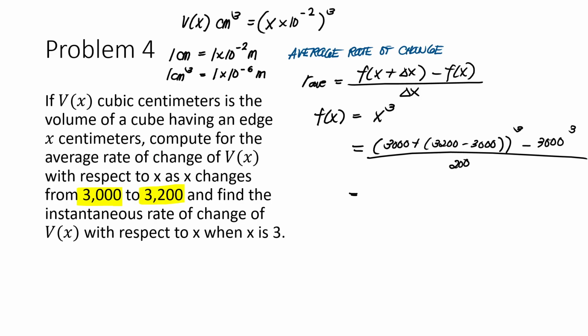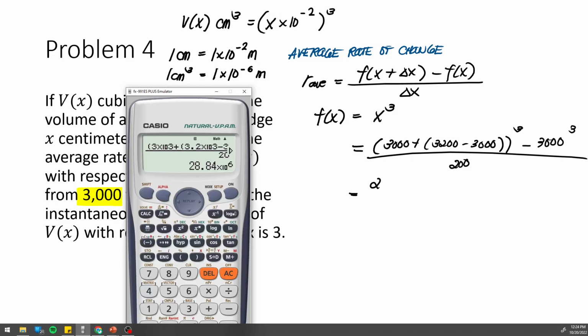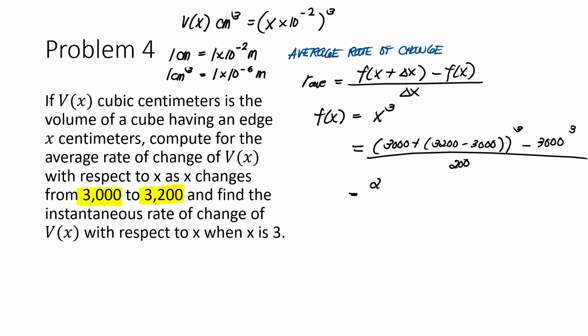28.84 cubic centimeter. So, you have the average rate of change. So, that is 28.84 cubic centimeter. Okay? So, this is the average rate of change.